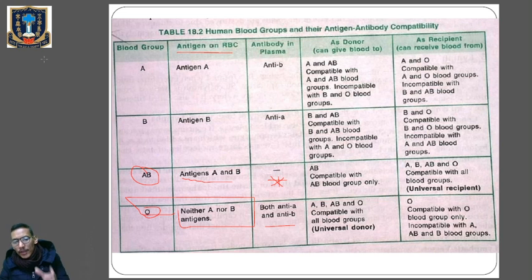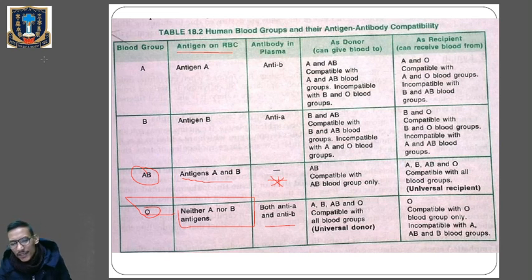Now let's talk about blood group AB. They have got antigen A and antigen B, but they don't have antibody. Okay, so as a donor, AB can give blood to AB only. But as a recipient, AB is compatible with A, B, AB and O, all the blood groups. It's called universal recipient. You can receive all the blood groups.